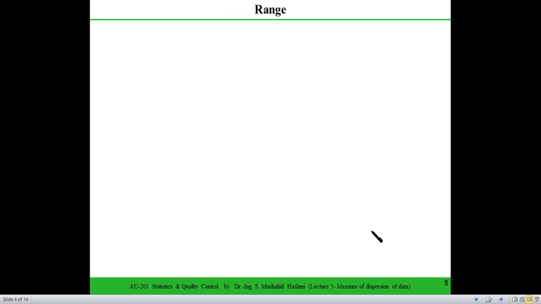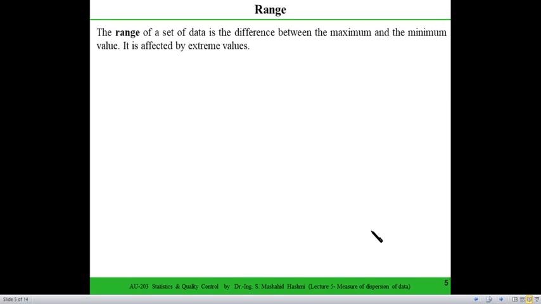So this spread of the data is to be worked out, and that is called the measure of dispersion. The first measure of dispersion is the range. Range is simply the difference between the maximum value and the minimum value.